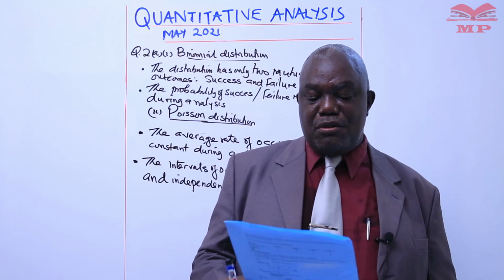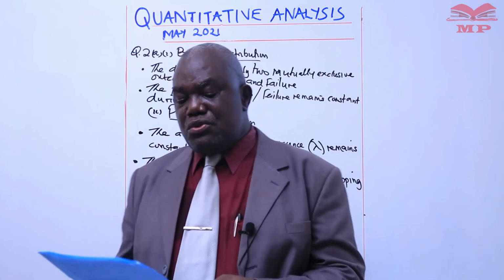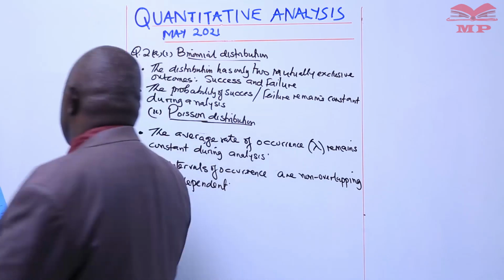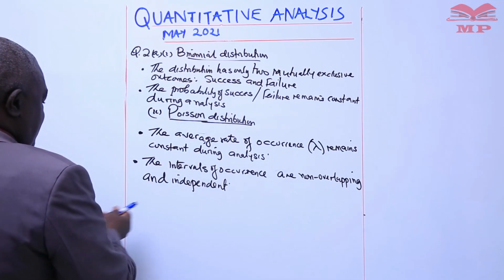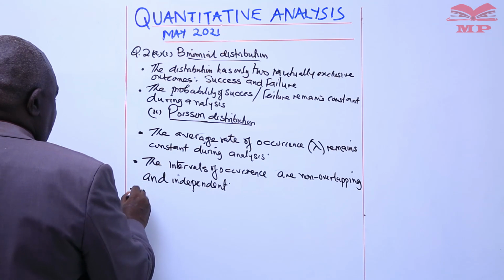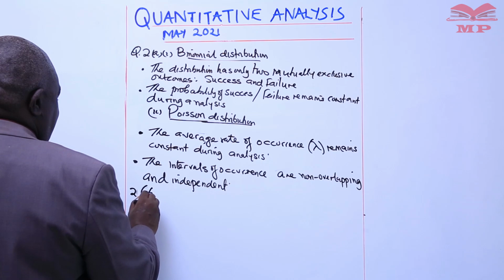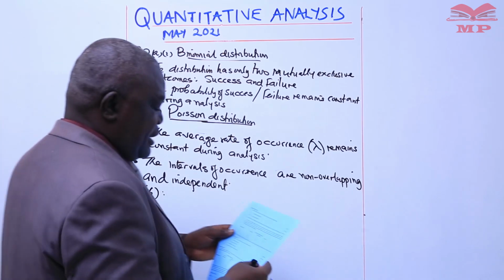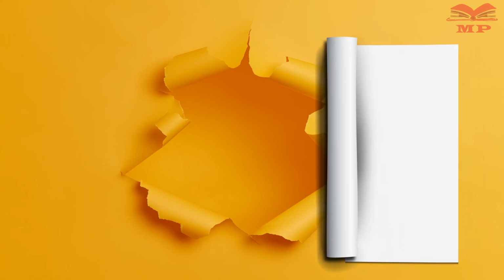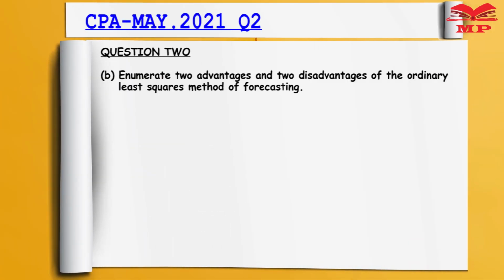So we are going to move to question 2b. 2b, what does it say? 2b, I want just to highlight. I can explain this one when I say the question is enumerate 2 advantages and 2 disadvantages of the ordinary least squares method of forecasting.